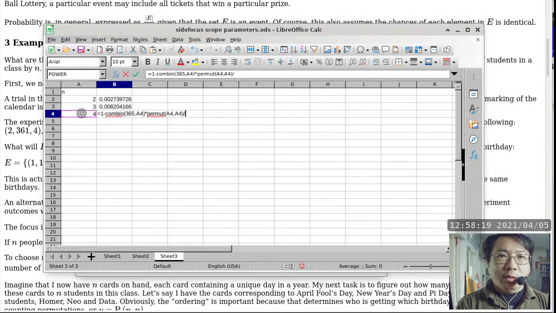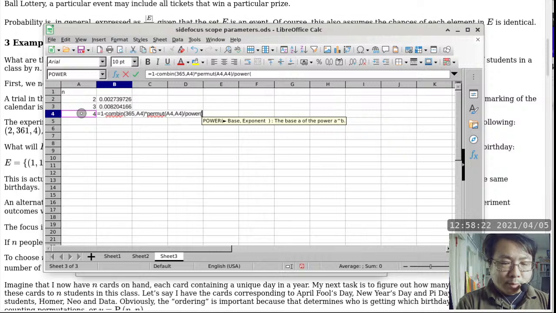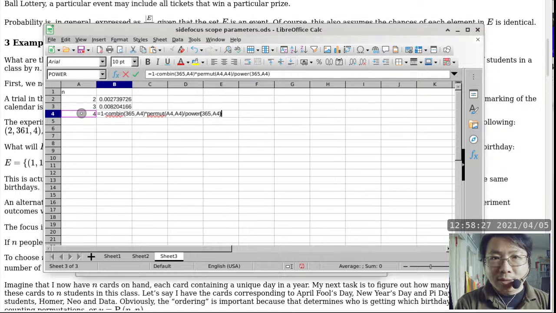And now we have to remember to divide this by 365 to the power of the number of people in class, because that is representing the cardinality of omega. It is saying, without any restrictions, how many ways can we have birth date arrangements within the class? They can be duplicates, there can be no duplicates, I don't really care. That is just 365 to the power of the number of people in class, because we are not placing any restrictions. Everybody gets to pick from any one of the 365 days.